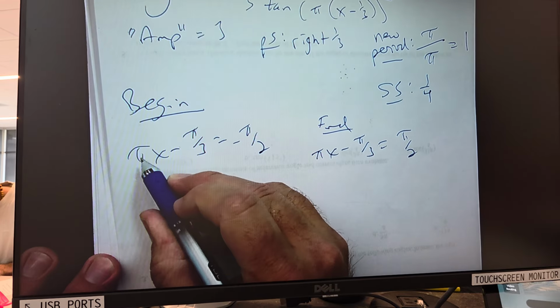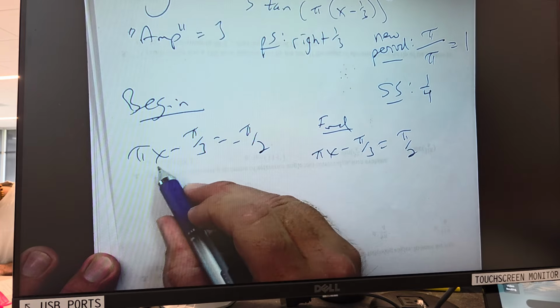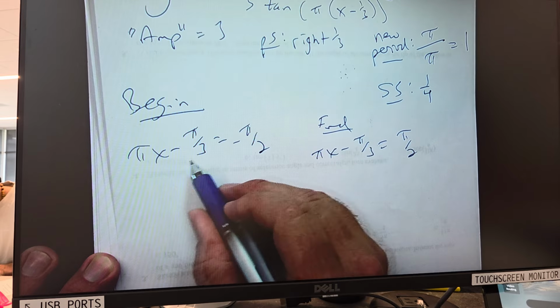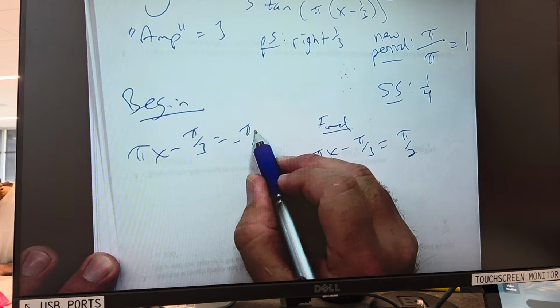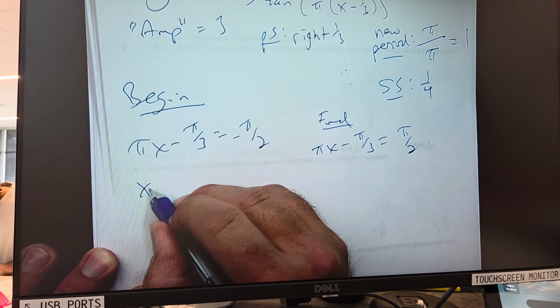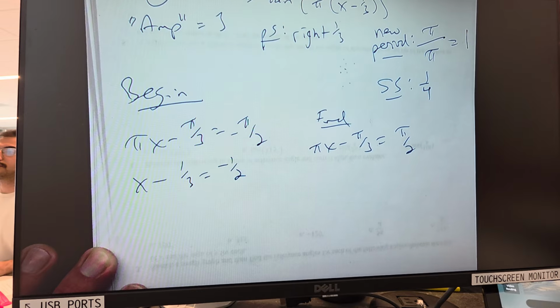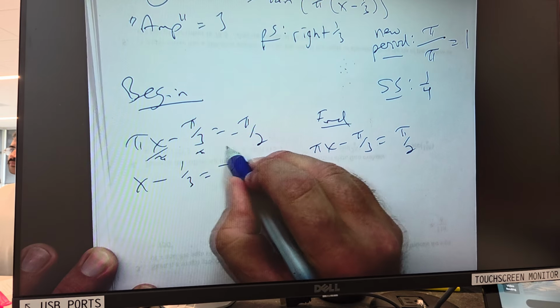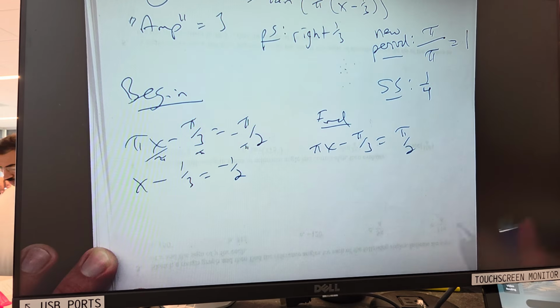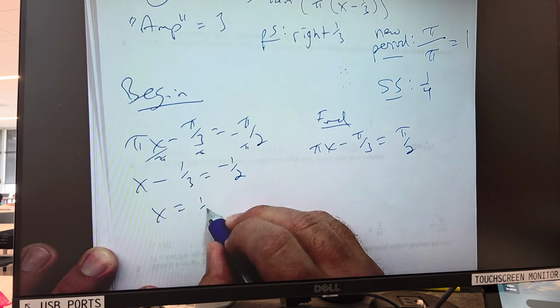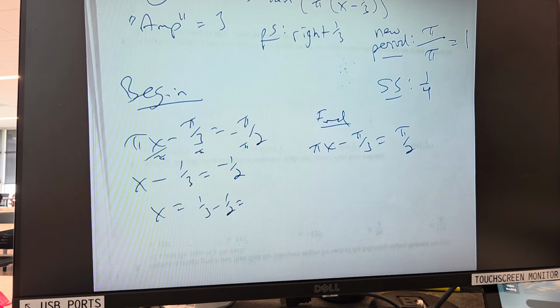Can you guys see one thing I could do right off the bat? This sounds terrible to say, but kill the pi. Do you guys see that? Everything's got a pi. So if I divide everybody by pi, they all cancel. So now I just get 1/3 minus 1/2. What's 1/3 minus 1/2?